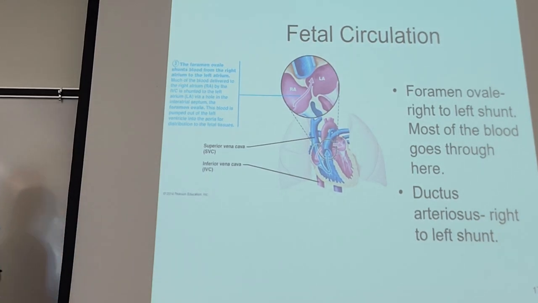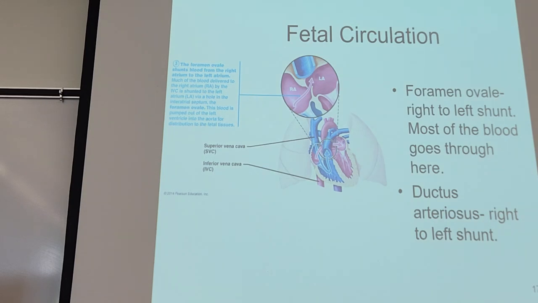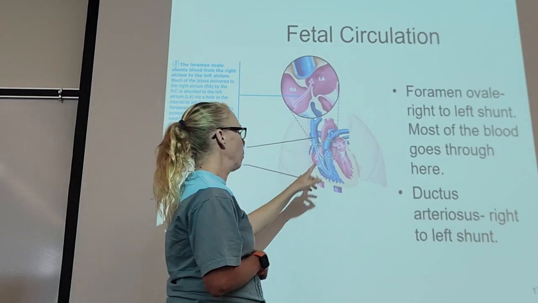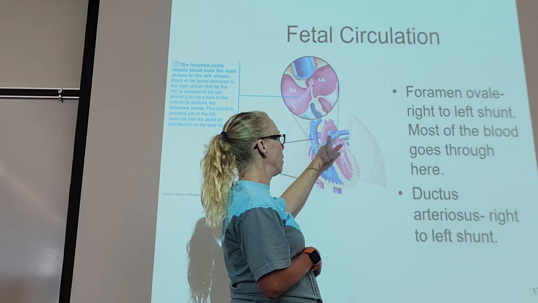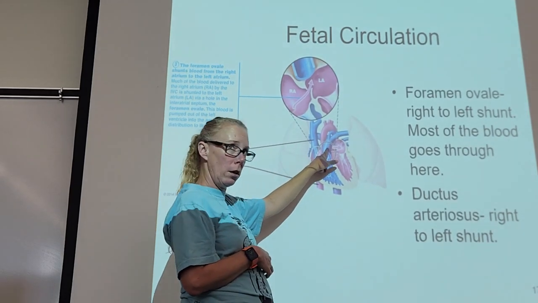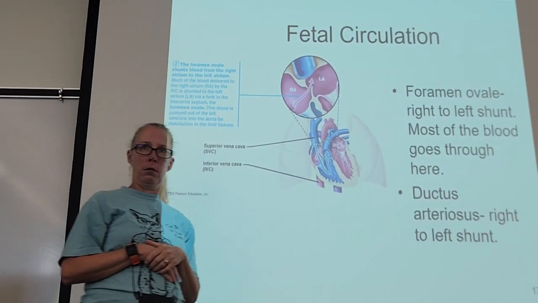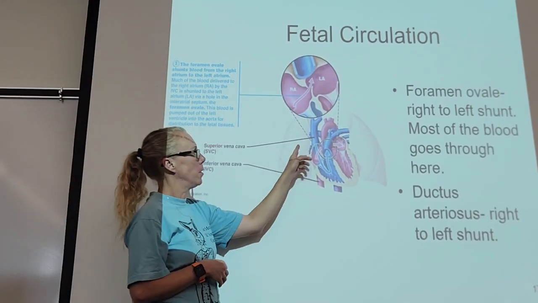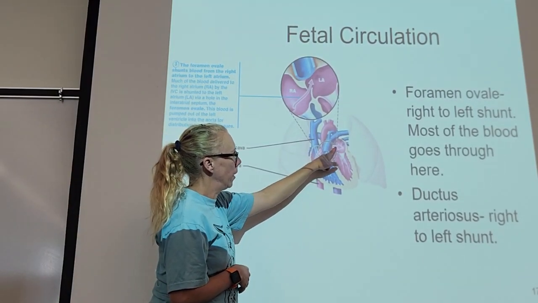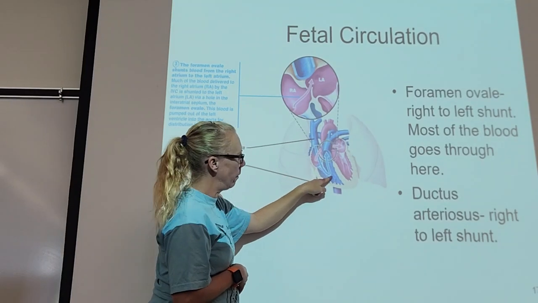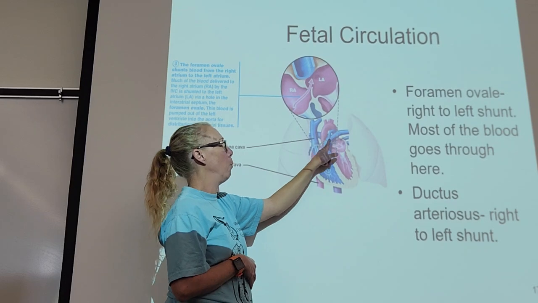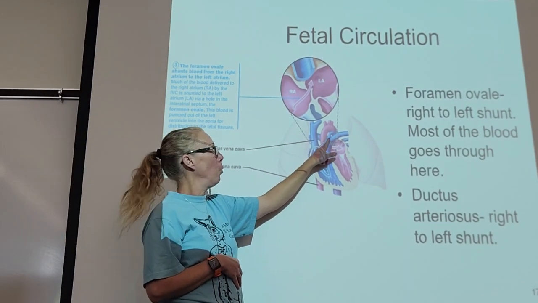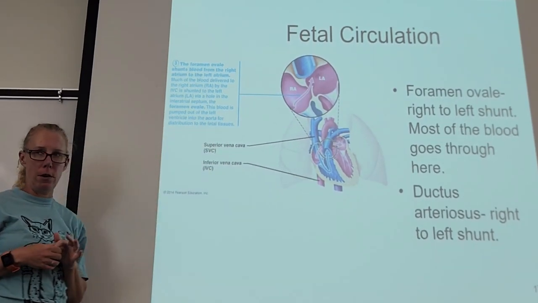All right. Now, another shunt that babies have is called the ductus arteriosus. The ductus arteriosus goes from the pulmonary trunk to the aorta. So some of the blood that didn't go into the left atrium will go into the right ventricle, into the pulmonary trunk, and it'll want to go into the lungs, but we'll catch even more of that blood and throw it into the aorta through the ductus arteriosus.